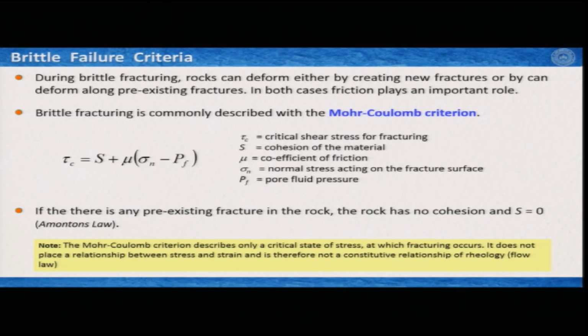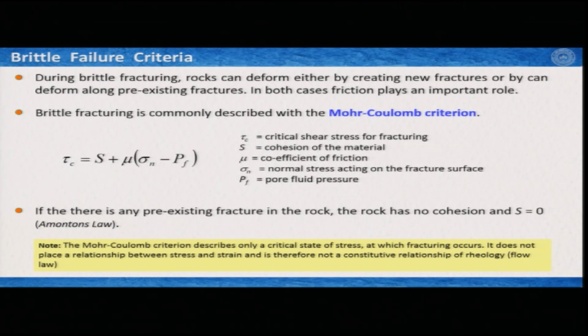Now, let us have some ideas or some basic concepts on the failure criteria, that is, what are the conditions when the rocks would produce fracture. As we have learnt when discussing cataclastic deformation, a fracture is produced when the shear strength is exceeded.